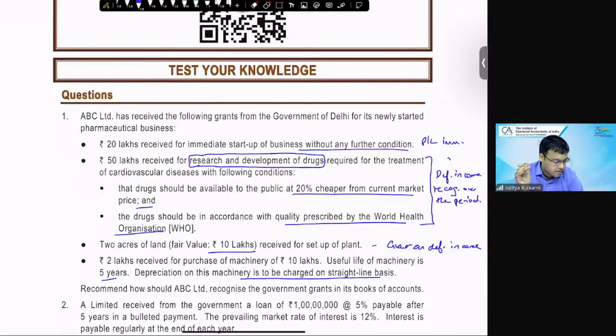So ultimate net impact in the P&L is going to be the same. Is it okay? Yes. So fairly simple question. I hope there is no doubt on this. Okay? Anybody has any doubt?